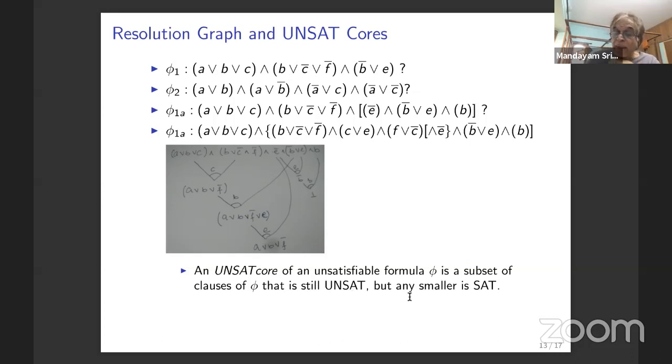But not any smaller. Any smaller set makes it satisfiable. So it is the smallest. It is the minimal set of clauses. I've been using the word small, but I mean it is better to use minimal. And a minimum unsat core is called a minimum unsat core. A minimum unsat core is the smallest among the set, and there can be several of such things.